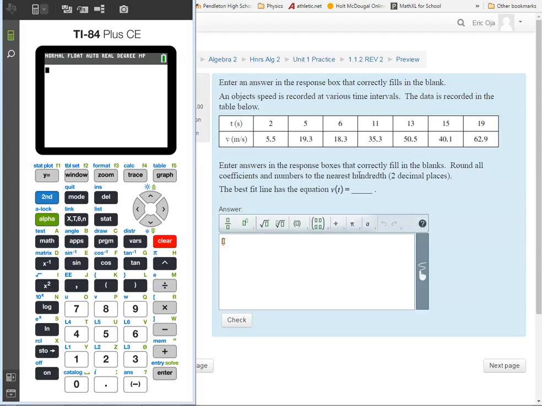Okay, so if we look at this here, what situation do we have? An object's speed is recorded at various time intervals. The data is recorded in the table below. So speed is v, I guess, for velocity, and t is time in seconds. We're trying to find speed as a function of time. So we're inputting times and getting speeds as the output. So t is like x, that's our input variable. V is like y, that's our output variable.